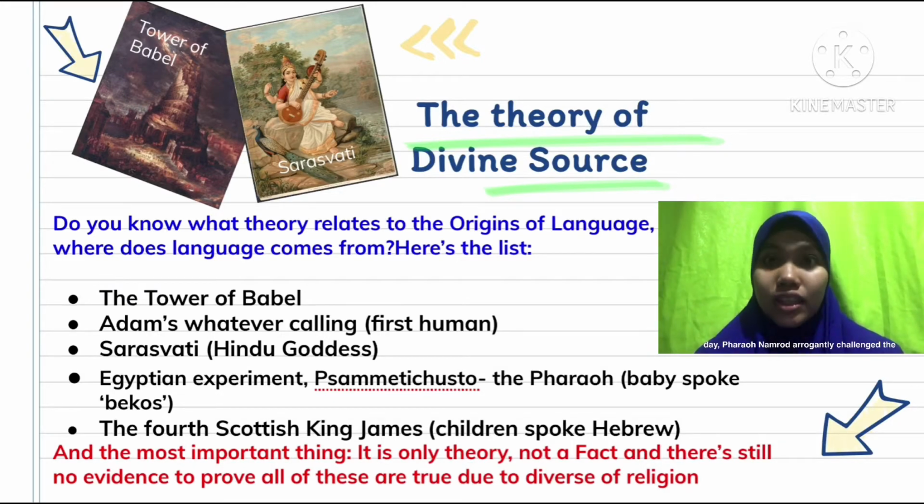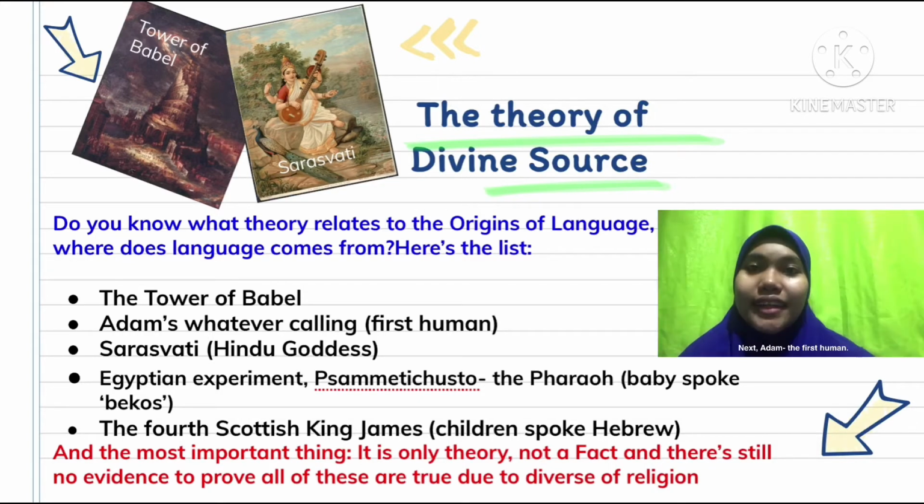Pharaoh Namrud arrogantly challenged the space of God by building a tower with its head reaching to the heavens. It ended up incomplete because God's wrath divided them into diverse languages to punish them. They could not communicate and the construction stopped. They were divided into groups and each group evacuated into different places around the world.